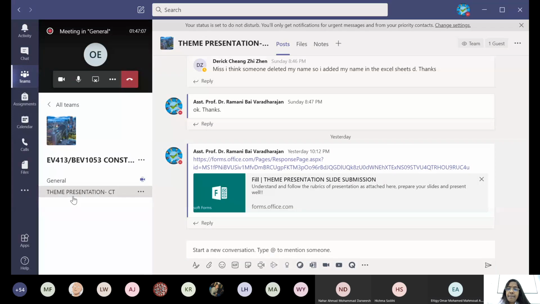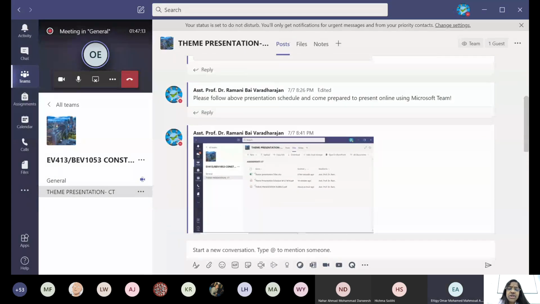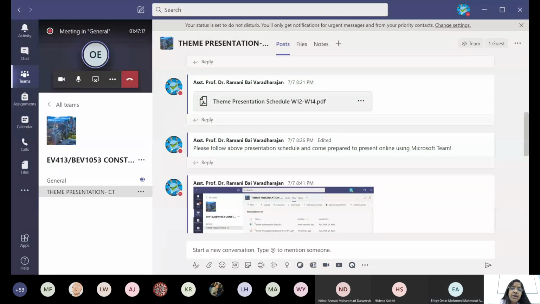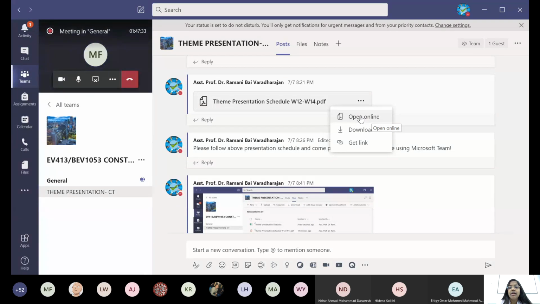Miss, I'm trying to open the presentation schedule, but it gave me like expired. I can't open it. Schedule? How come it's expired? I open. Bro, try another time. It was like that for me too, but the second time it worked. Yeah, it is like open online. Click on the open. See here, open online, right? You can download also. You can download. You can open online. Did you try both of them?